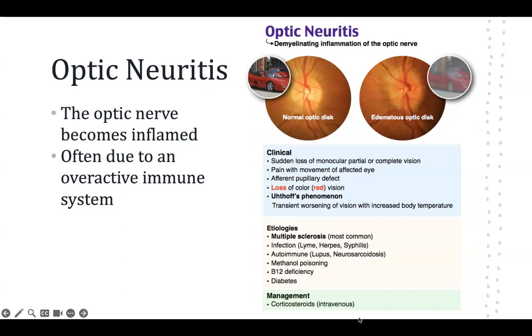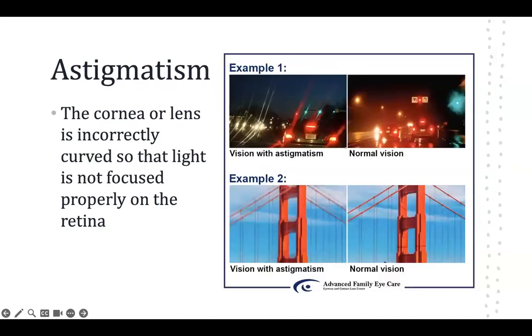It might be due to their immune system, or could also be due to multiple sclerosis, some type of infection, again, autoimmune. It could be methanol poisoning, B12 deficiency, or diabetes. So seeking medical attention is really important. And then they'll give them steroids to help in correcting the problem.